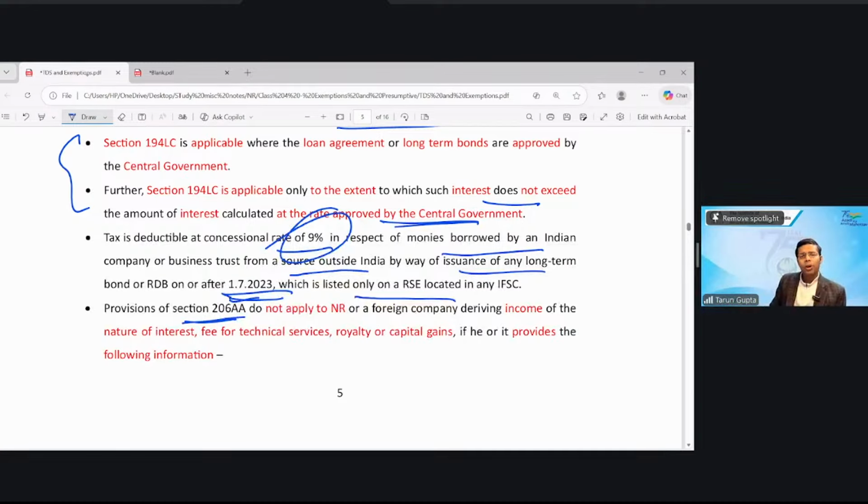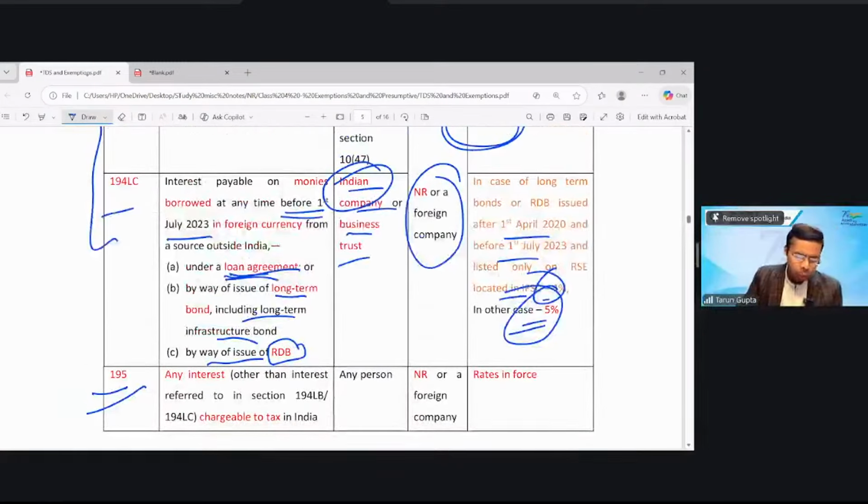What is the relevance of the date 1st July 2023? This is the date when the government felt that we have received a lot of loans and now we don't want to extend this benefit to further loan agreements. This provision, I think, came into force from 2012 until 2023. The non-residents actually took a lot of benefit. Then in the budget of 2023, a sunset was provided where no further benefit was given to future loan agreements. See, every provision has a life.